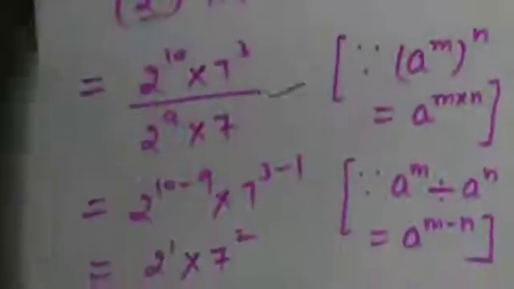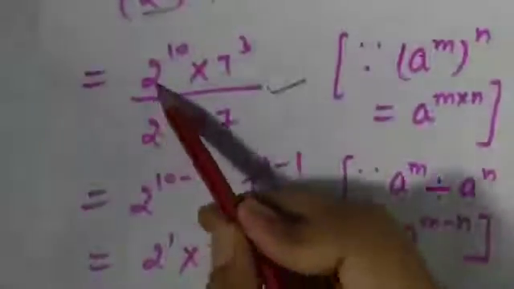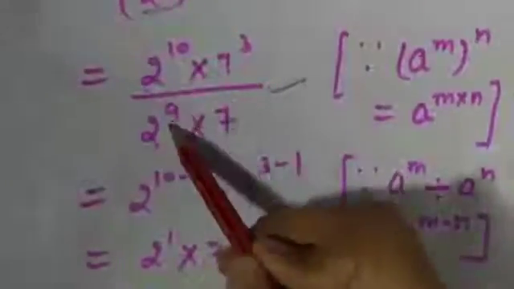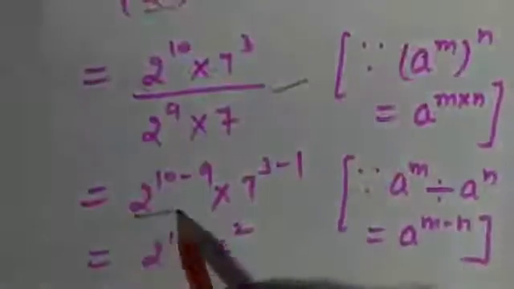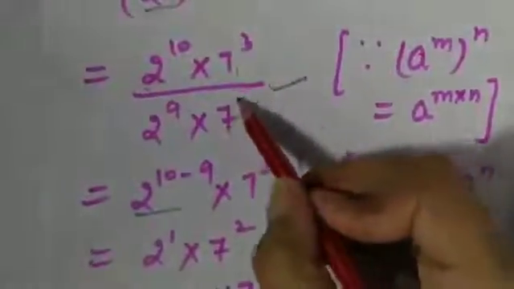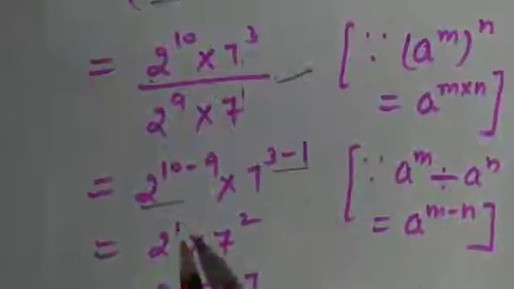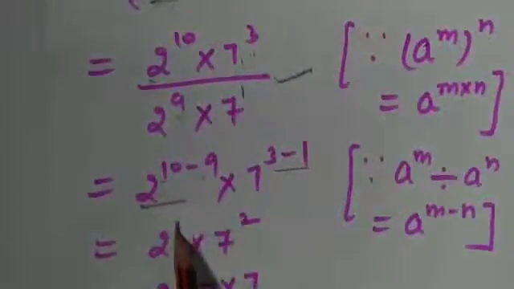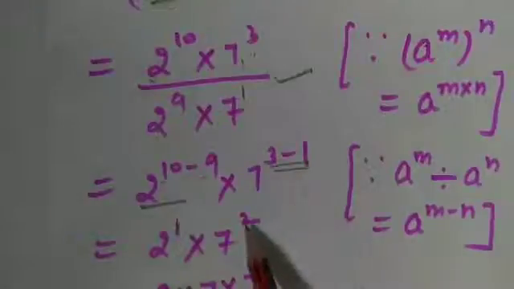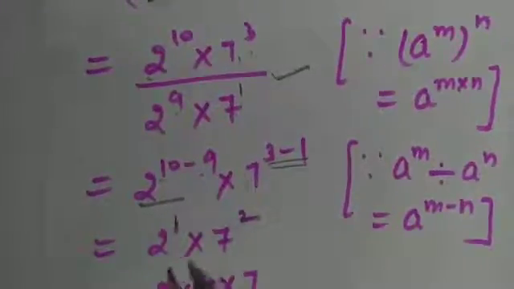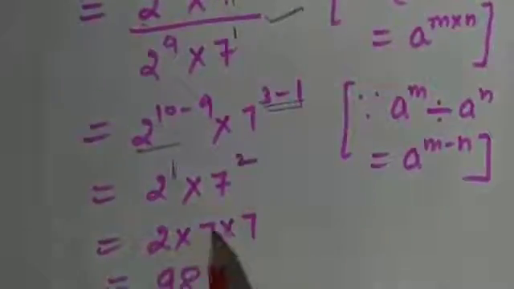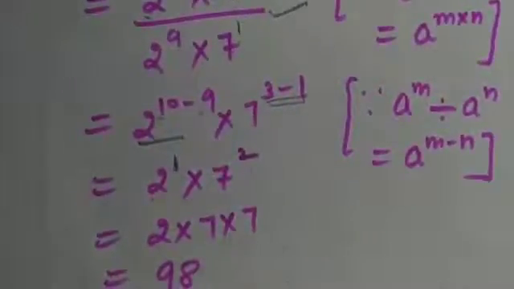Now next step, these have the same base 2 and division, so the powers get subtracted. Same here, same base and division, so the powers get subtracted. Okay, so 10 minus 9 is 2 to the power 1, and here 3 minus 1 is 2. So it is 2 into 7 to the power 2, which is equal to 2 into 7 into 7, and that is equal to 98.